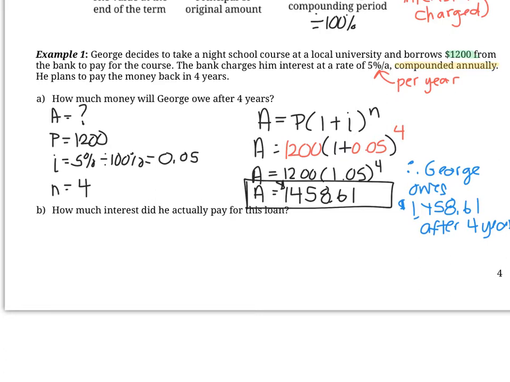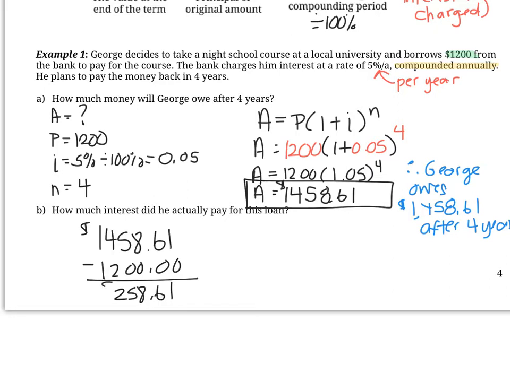So how much total did George have to pay to borrow this $1,200? Well, if he has to pay back $1,458.61 and he only borrowed $1,200, we can find out how much interest he actually paid. So how much are they actually charging him? By just taking what he owes and subtracting just what he borrowed. So what's left over? We have $258.61. So that is the amount of interest. That's the total interest charge that he has to pay.